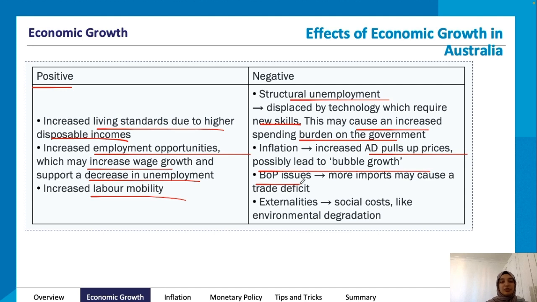The balance of payment issues. If you've been through the balance of payments topic, that is something to consider. So more imports may cause trade deficit, which is not something that is necessarily good for the economy. Thinking back to aggregate demand and net exports.